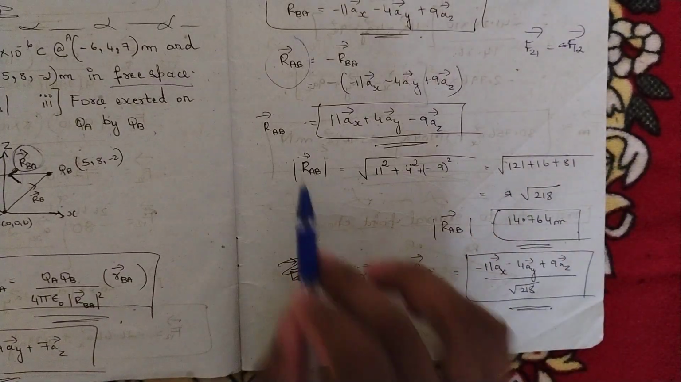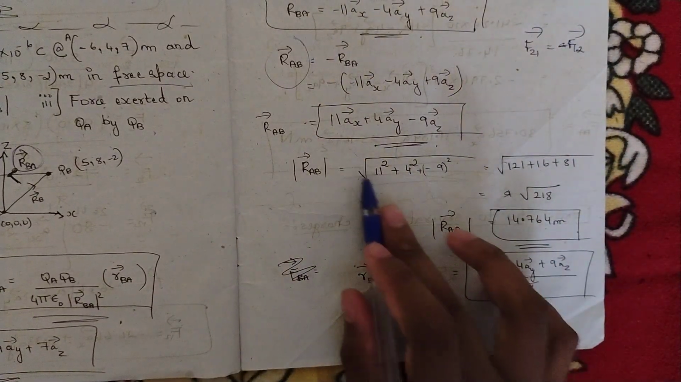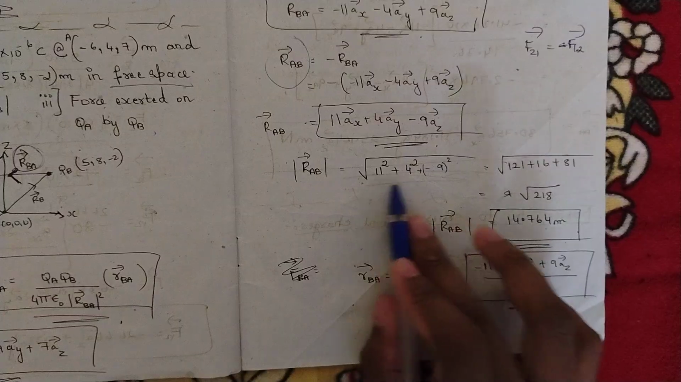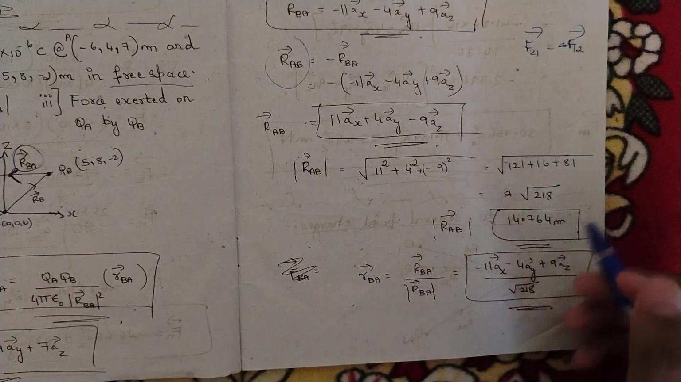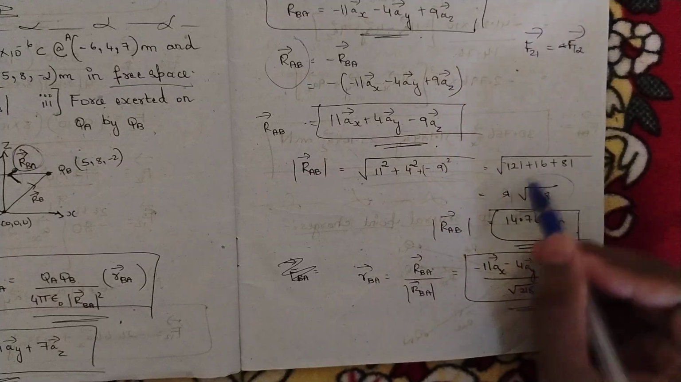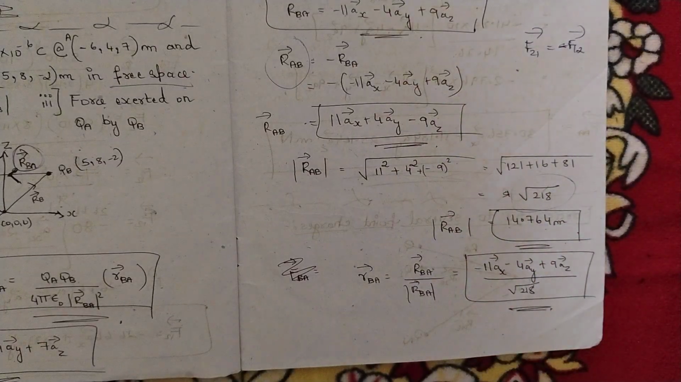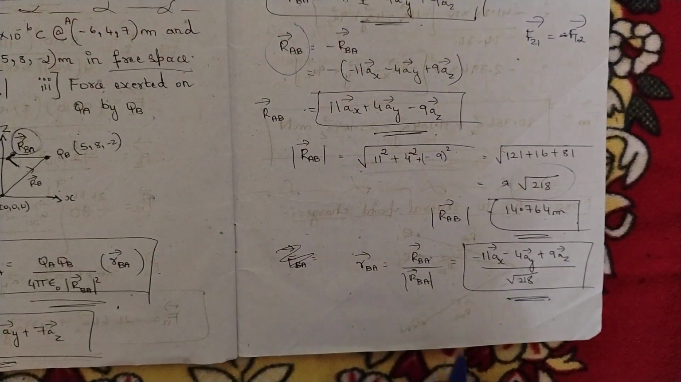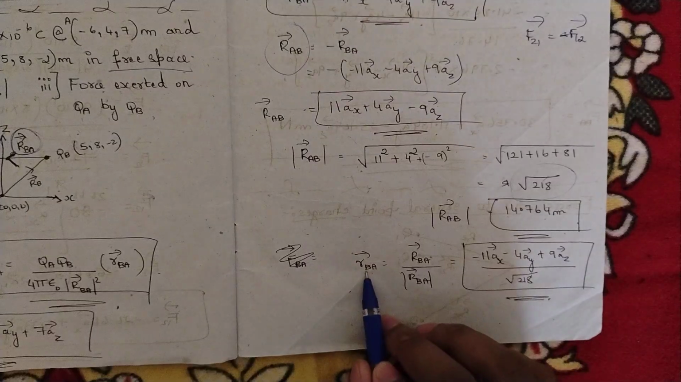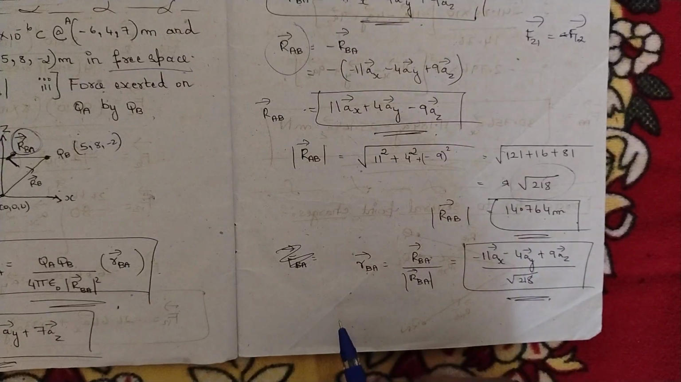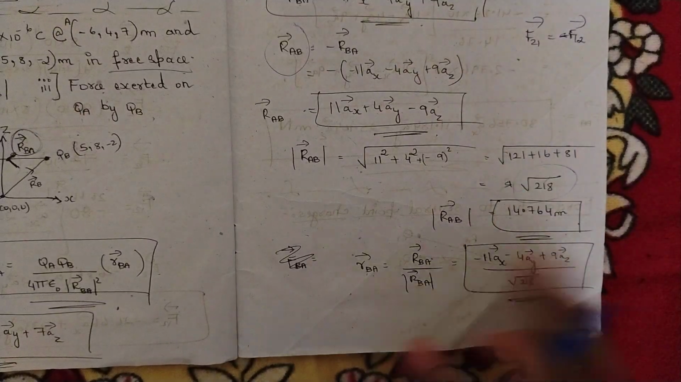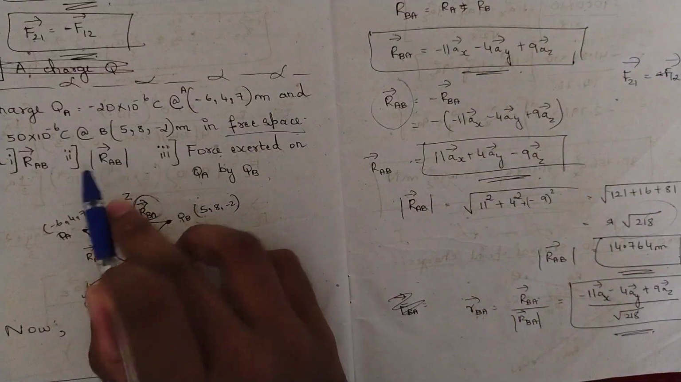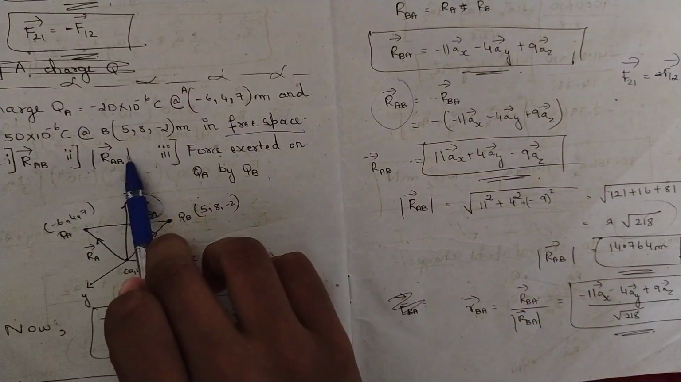Now find the magnitude: the coefficients squared under the whole square root, 11 squared plus 4 squared plus minus 9 squared, the whole root. If you solve it, you would get the square root of 218, that is 14.764 meters. Now find the unit vector. One part is done: we have found RAB as well as the magnitude of RAB.